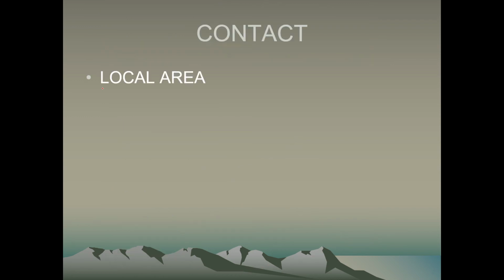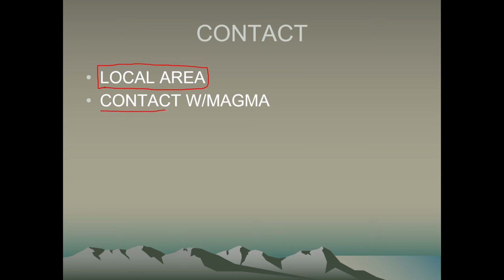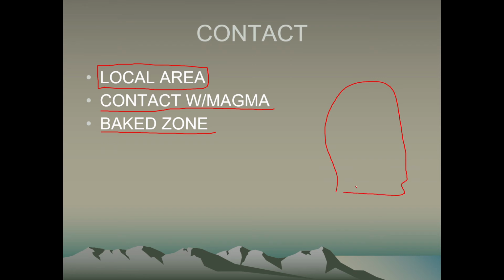Contact metamorphism happens locally, means it happens kind of in a small particular area. It is due to contact with magma, or being very close to a magma, because it basically gets cooked. It's a baked zone around magma. So I've got some magma body, and next to that magma body, I've got rocks around it. And if it's too close to the magma, it'll provide enough heat that those rocks start to metamorphose.